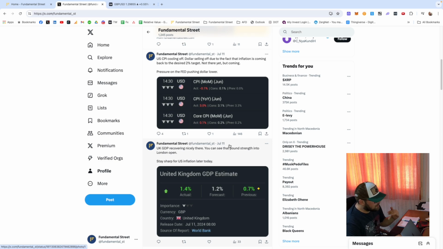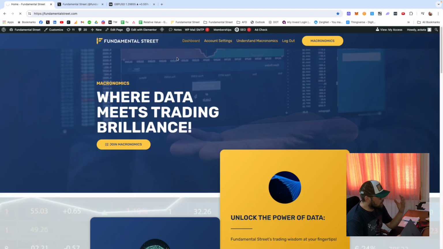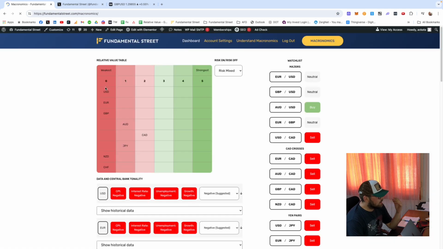On the other hand, later that day, we had US CPI cooling off with a print of 3%, beating the expectation lower, beating the previous release, which was 3.3%. You can see it right here. That pushes the pressure on the Fed to lower interest rates sooner than later, which will give us a lower dollar.